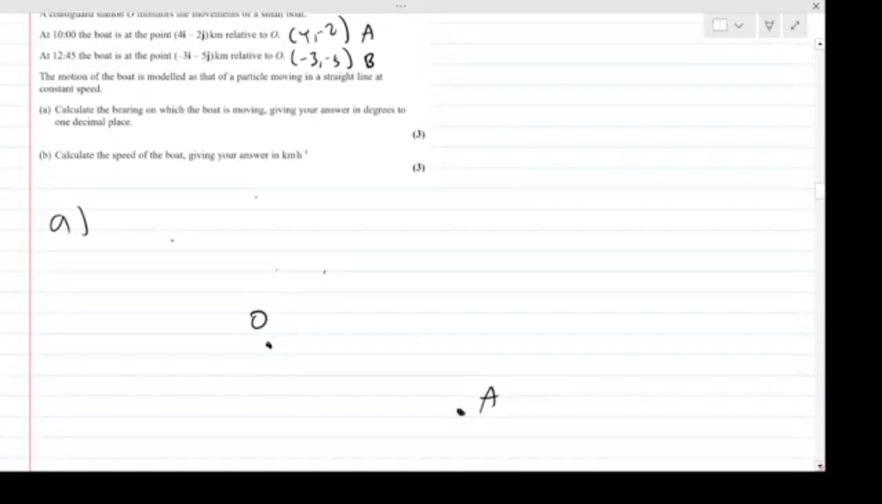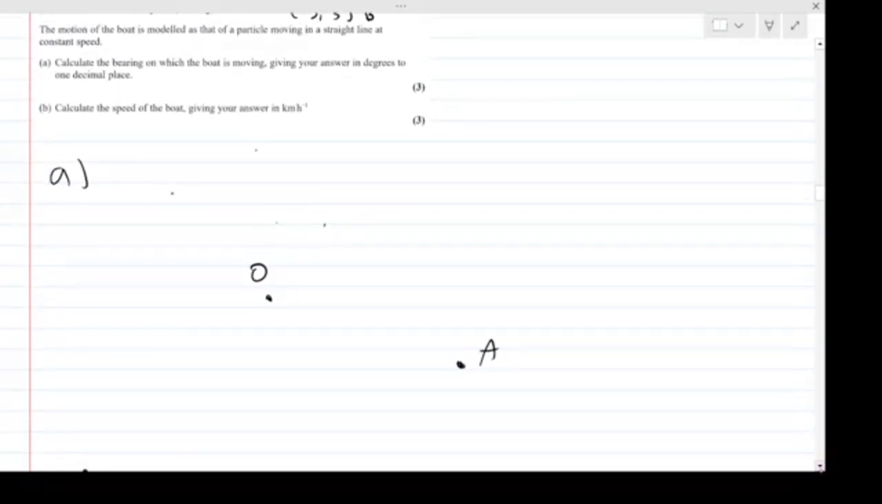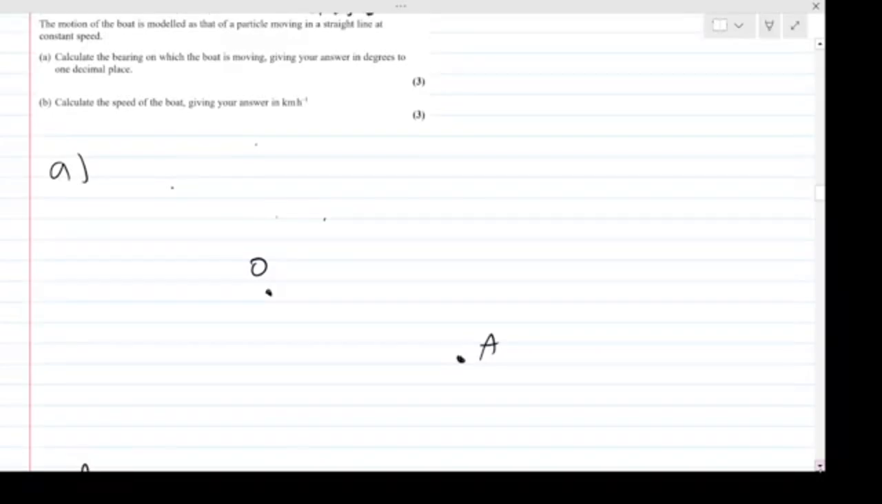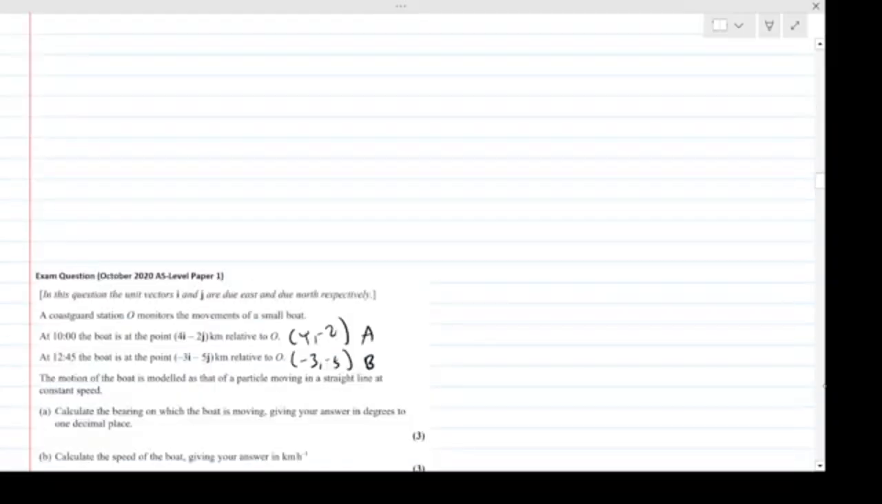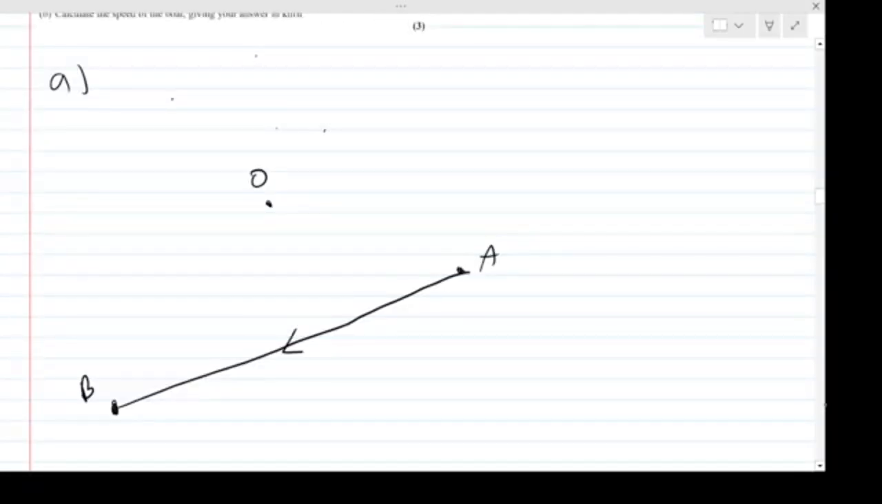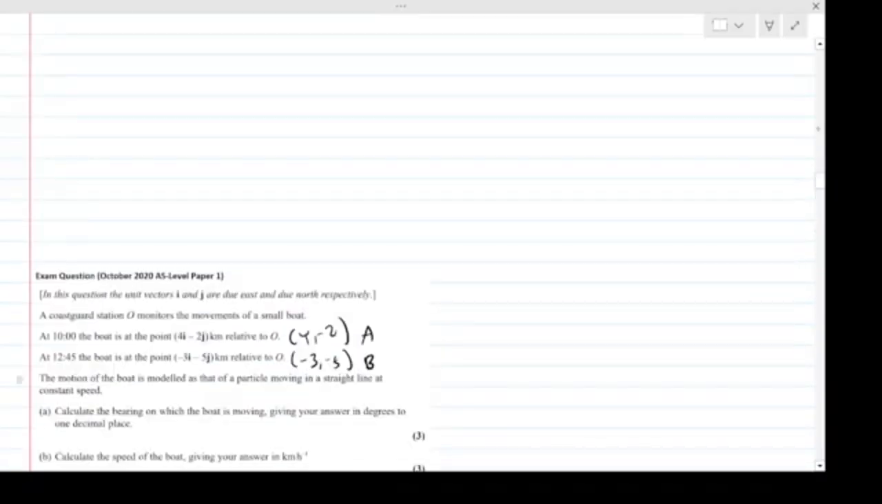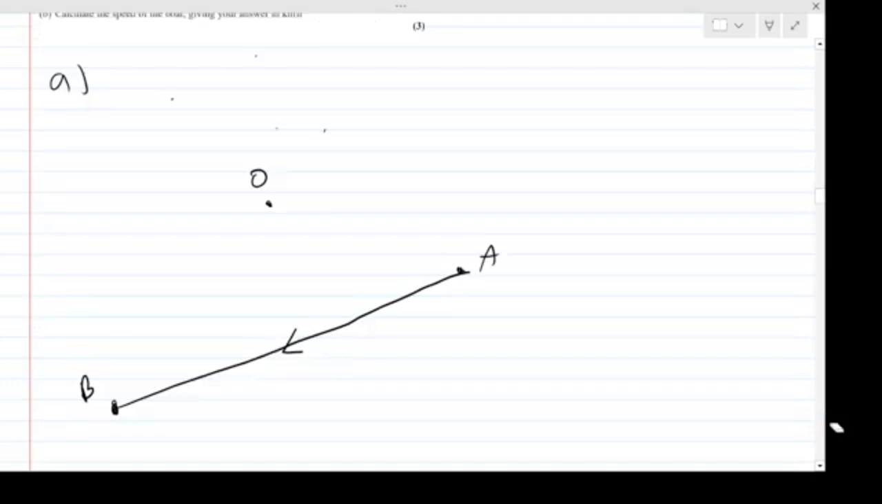If I then connect the 2 points, A to B, there we are. So basically the boat is travelling from point A to point B. So it's along this vector here, from A to B. So the bearing on which the boat is moving, well, it's moving along the line starting at A. So the bearing, if we measure from the north line at A, is going to be this whole angle here.